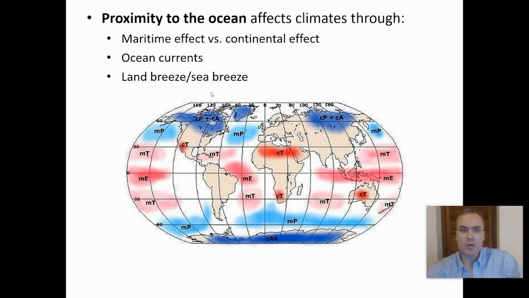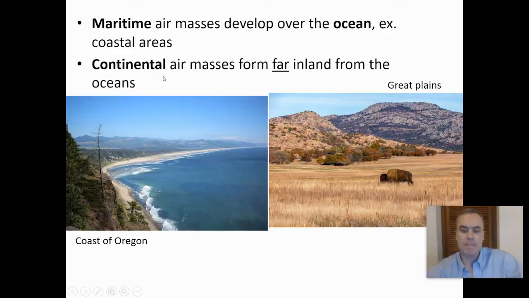Your proximity, or how close you are to the ocean, or more specifically, whether air masses that affect you develop over the ocean or not, affects your climate in many ways. First, there's the maritime effect and the continental effect. Then there's ocean currents. And then there's the presence of land breezes and sea breezes. So we'll look at all three of these separately.